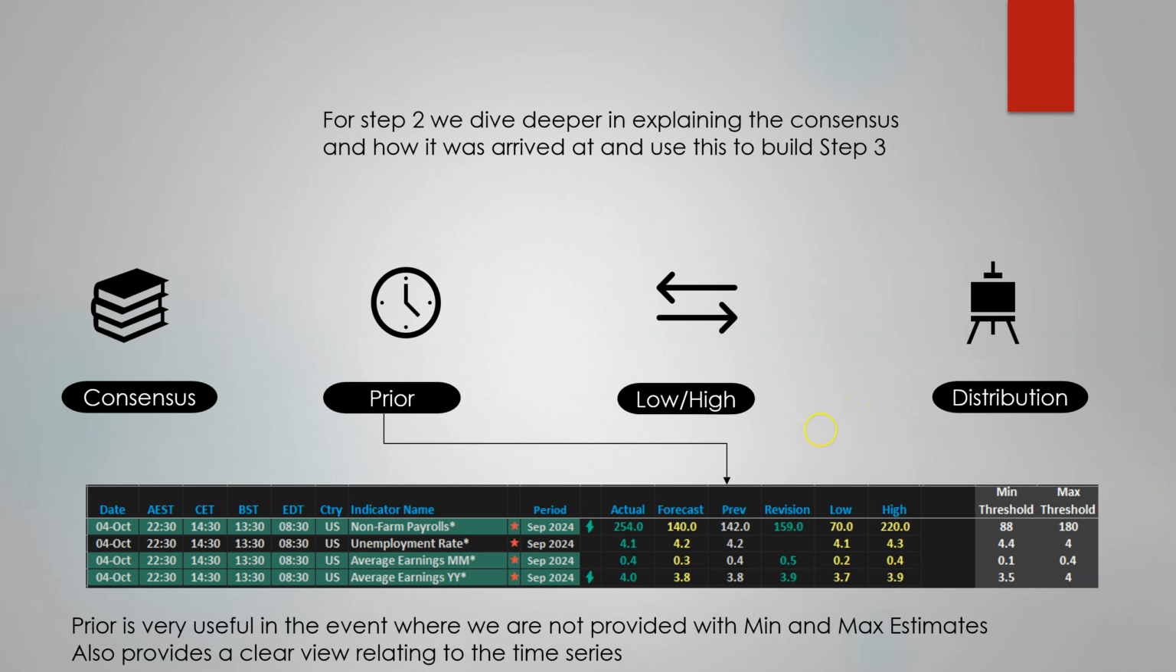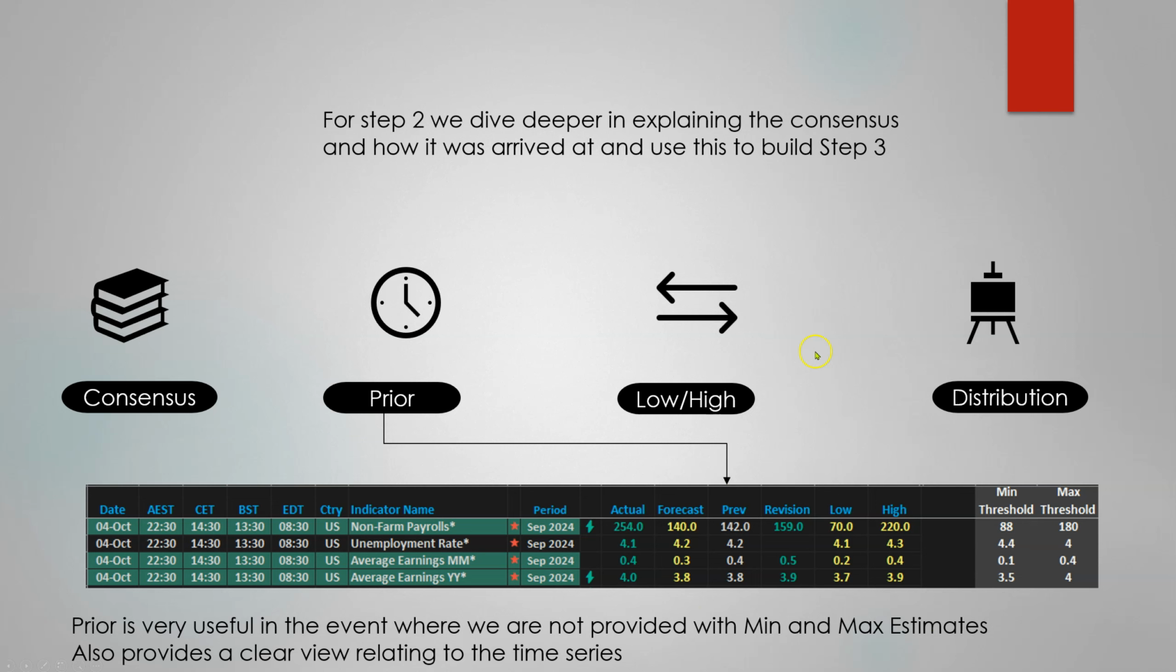So if you take a look at the forecast here, you can see that for NFP, markets were expecting this to drift lower from 142 to 140. That gives you the idea that, okay, yes, the majority of the market participants are expecting the NFP to come out lower than the previous. So that shows you, okay, this is where I'm going to be focusing on, or this is where I'm going to build my trade plan on for step 3.